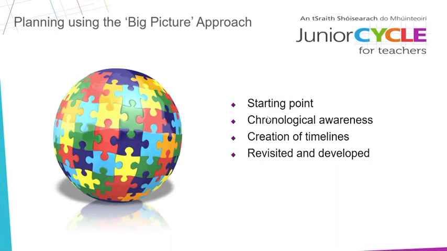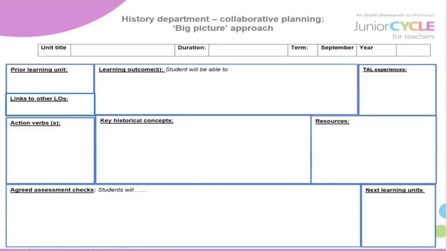This is a blank framework to support the big picture approach that might be useful when you're starting to plan. It could be tweaked and adapted to include the thinking and creativity within your department and to meet the needs of your particular students. Examples of a big picture theme could include religion, technology, or conflict, themes that have a lasting influence across the broad course of history.